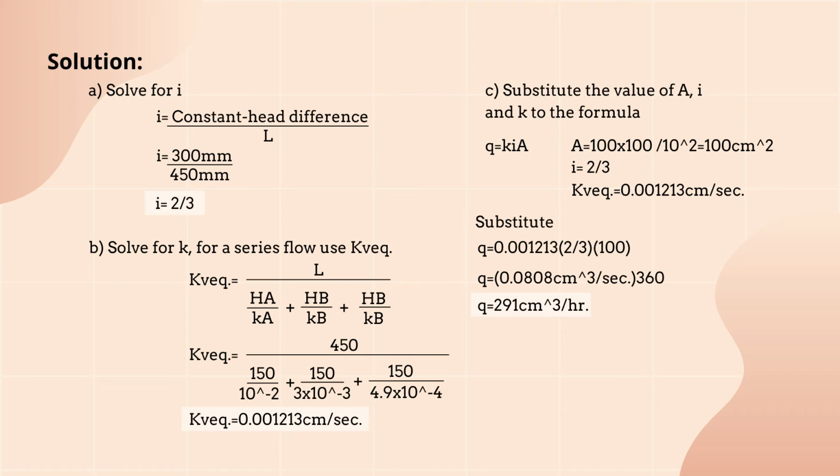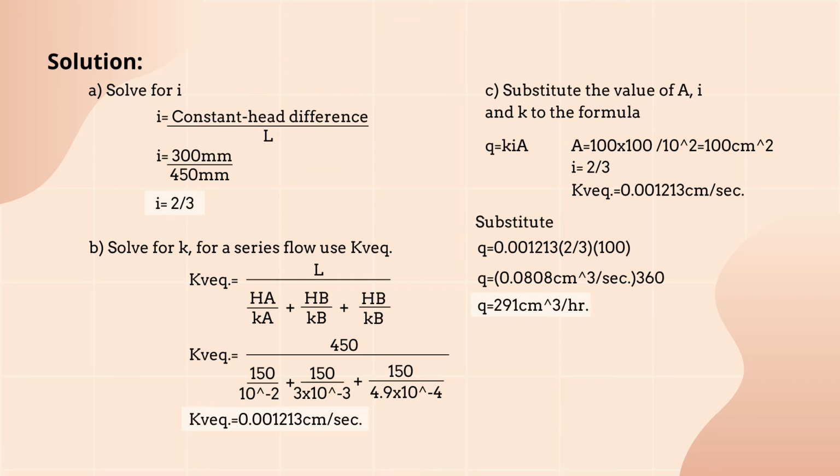Second is for K. For the series flow, we use K equivalent. The formula for that is L over HA over KA plus HB over KB plus HC over KC. For K equivalent, that is equal to 450 over 150 over 10 to the power of negative 2, that is from the given table values, plus 150 over 3 times 10 to the power of negative 3, plus 150 over 4.9 times 10 to the power of negative 4.